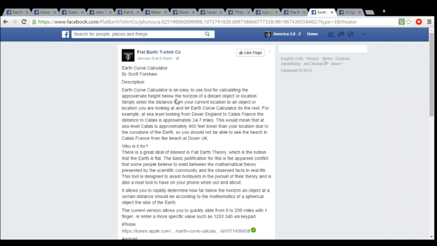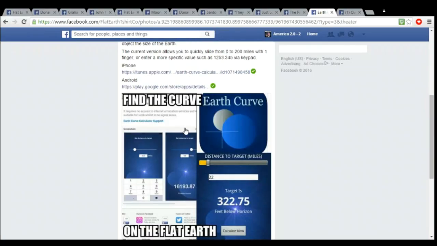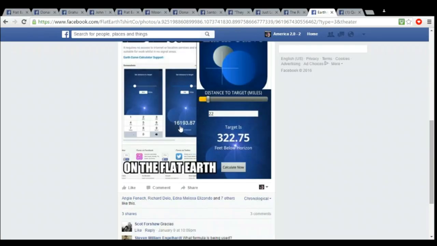Basically, this model here shows that instead of the 161,000 or the 16,193.89 curve, it comes down to 322.75 feet below the horizon. So these numbers are telling you that not only is the distance wrong, the curvature is wrong, and everything else is wrong.